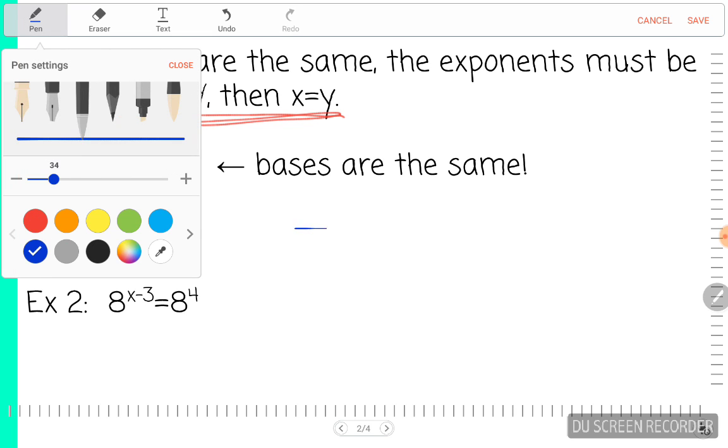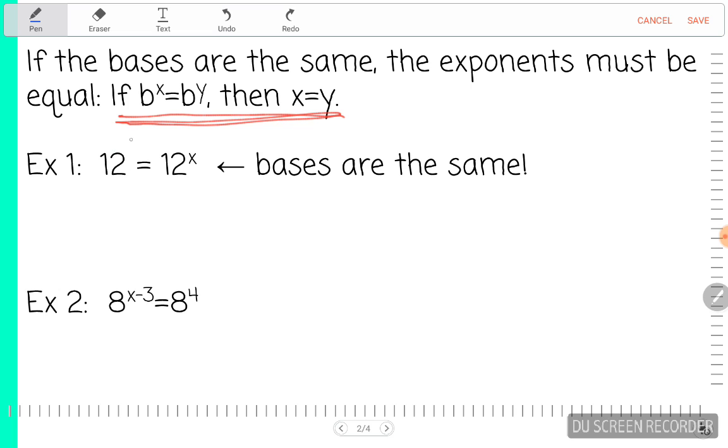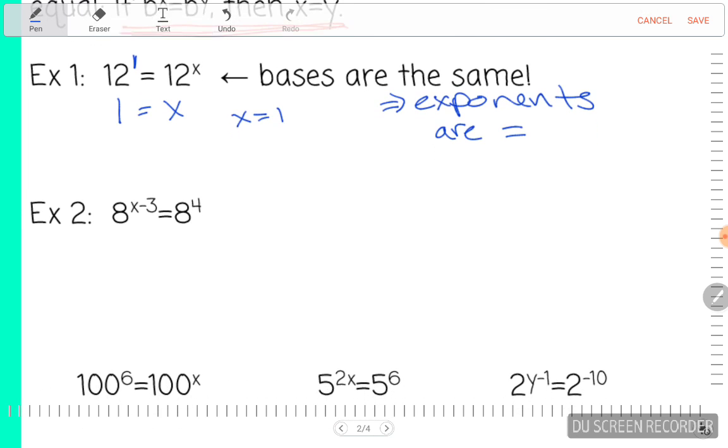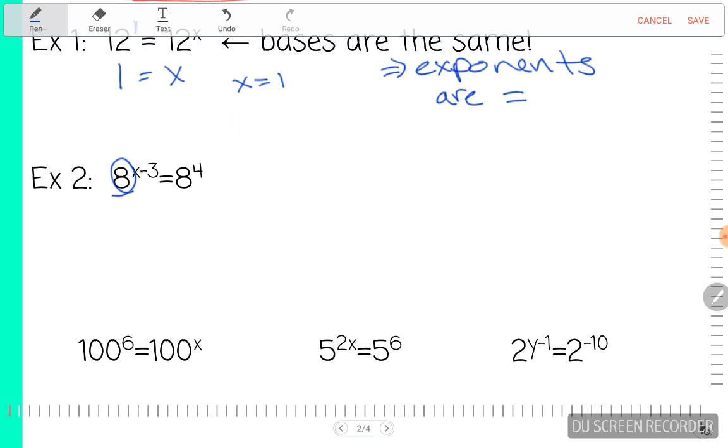Okay, in the first example here, remember if there's no exponent, then it's like this would be 12 to the first power. Since the bases are the same, the only way this would make sense is if 1 equals x, or in other words, x equals 1. Okay, it's the only way that these two sides are going to be equal, is if the exponents are equal. Okay, so if the bases are the same, that means the exponents are equal.